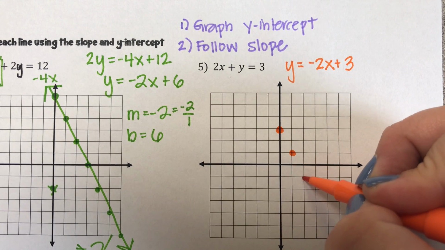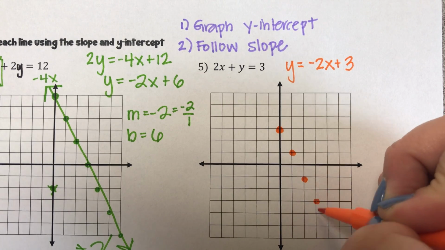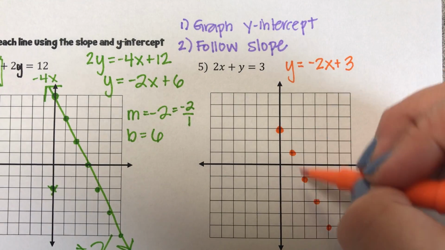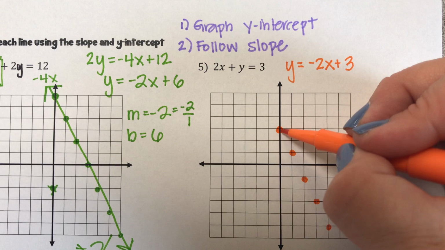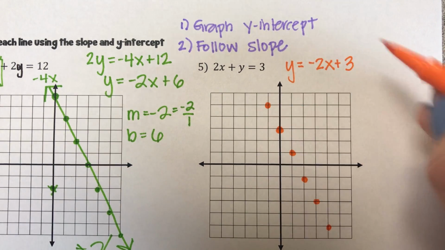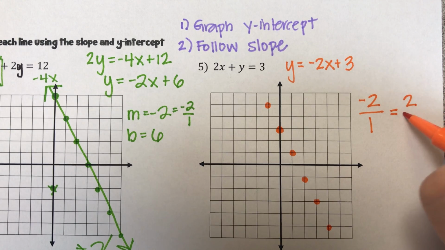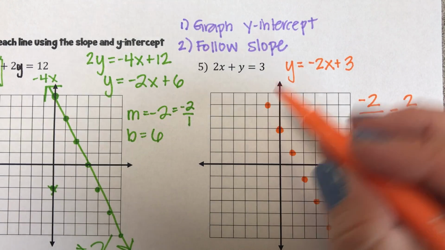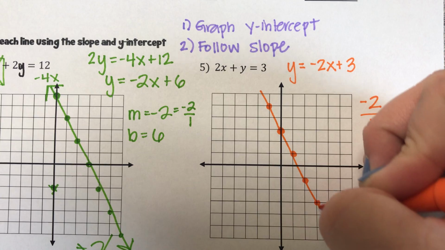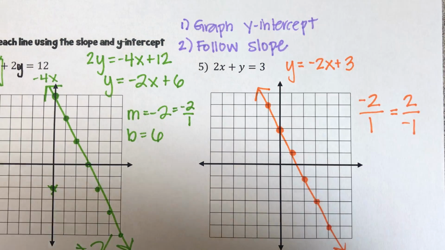down 2 over 1. I promise on your homework you'll have examples that are not all the same slope. Okay, or up 2 over -1, right? If it's down 2 and over 1, that's the same thing as 2 over -1, up 2 over -1. And that's it.